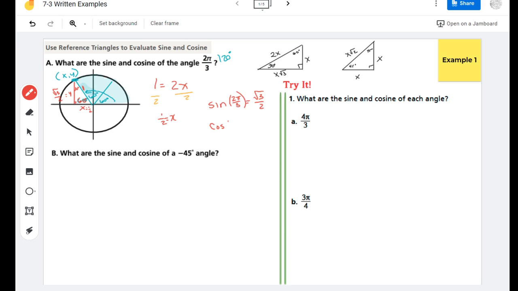and my cosine of 2 pi over 3 is equal to my x value. Now notice this is going backwards on the x-axis, so this is going to be a negative 1/2, even though I was finding the length of a side. It's orienting the direction on the unit circle. So my cosine is negative 1/2 to show that I went to the left on the unit circle to get the 120 degrees.